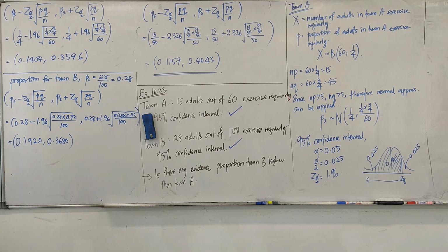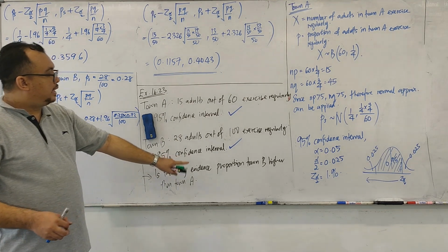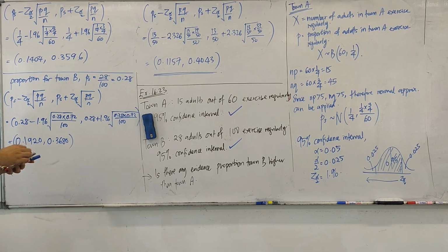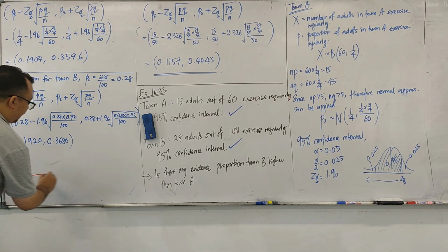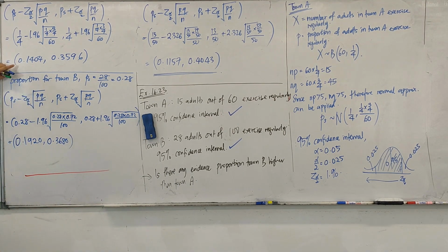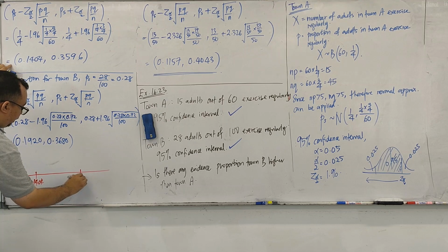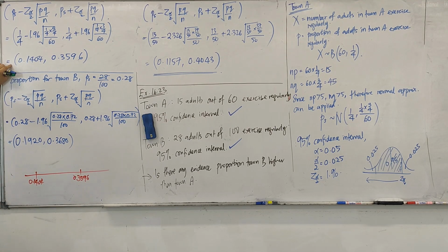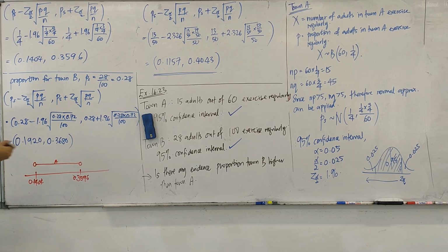So now, is there evidence that the proportion in town B is higher than town A? Okay, jom kita buat number line. Okay, untuk town A, 0.1404 until 0.3596. Okay, this is for town A. Okay, for town B, 0.1920.